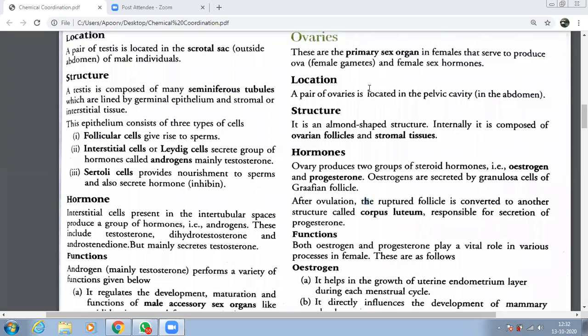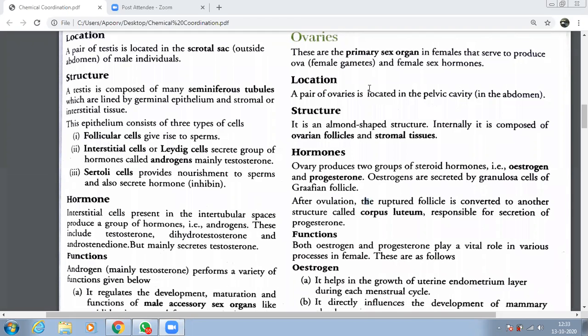Let's come to the second word, germinal epithelium. What is germinal epithelium? You remember the germ layers we had discussed? Yes, ma'am. In those three germ layers, we are talking about the epithelium layer. So is it the outer, inner, or middle one? Outermost layer.